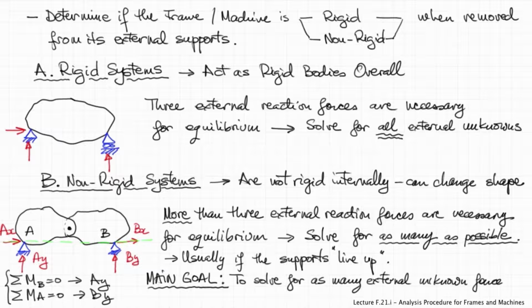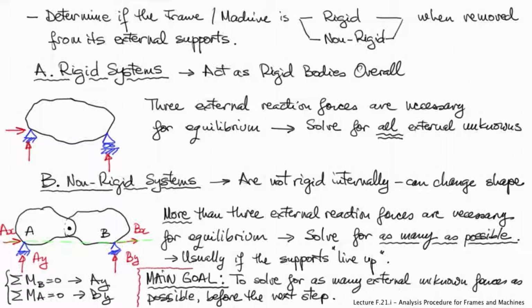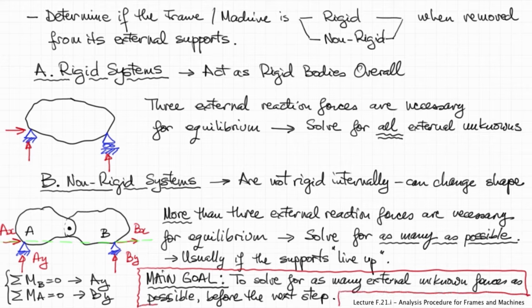So your main goal at this point is to try to solve for as many external unknown forces as you can, because later on in the subsequent steps you will already have some known forces that you can use in your solution. Sometimes you cannot solve for any external forces, and that's a little unfortunate, but it is what it is. So then you would have to simply proceed to the next step without knowing any external forces. But if you can solve for some external forces, you should do so because your subsequent solution will be much simpler.